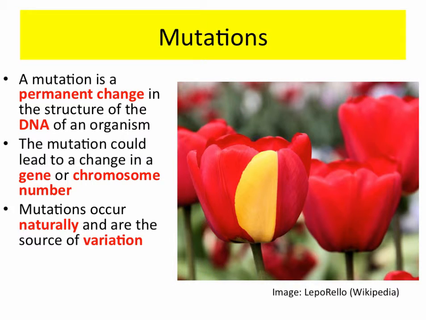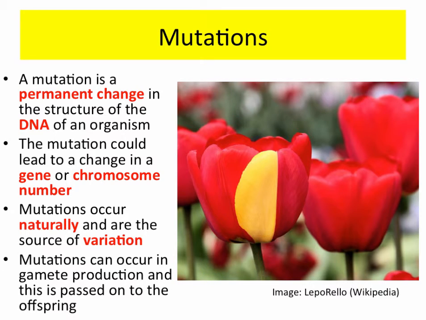Mutations occur naturally, and that is why there is variation. Without mutations, we would still be bacteria floating around in the primordial sludge. It's because of changes in the DNA of organisms that evolution has happened. Mutations can occur in gamete production, and this is passed on to the offspring. So if a sperm is produced, for example, with the wrong number of chromosomes, then this could be passed on if that sperm fertilizes the egg.